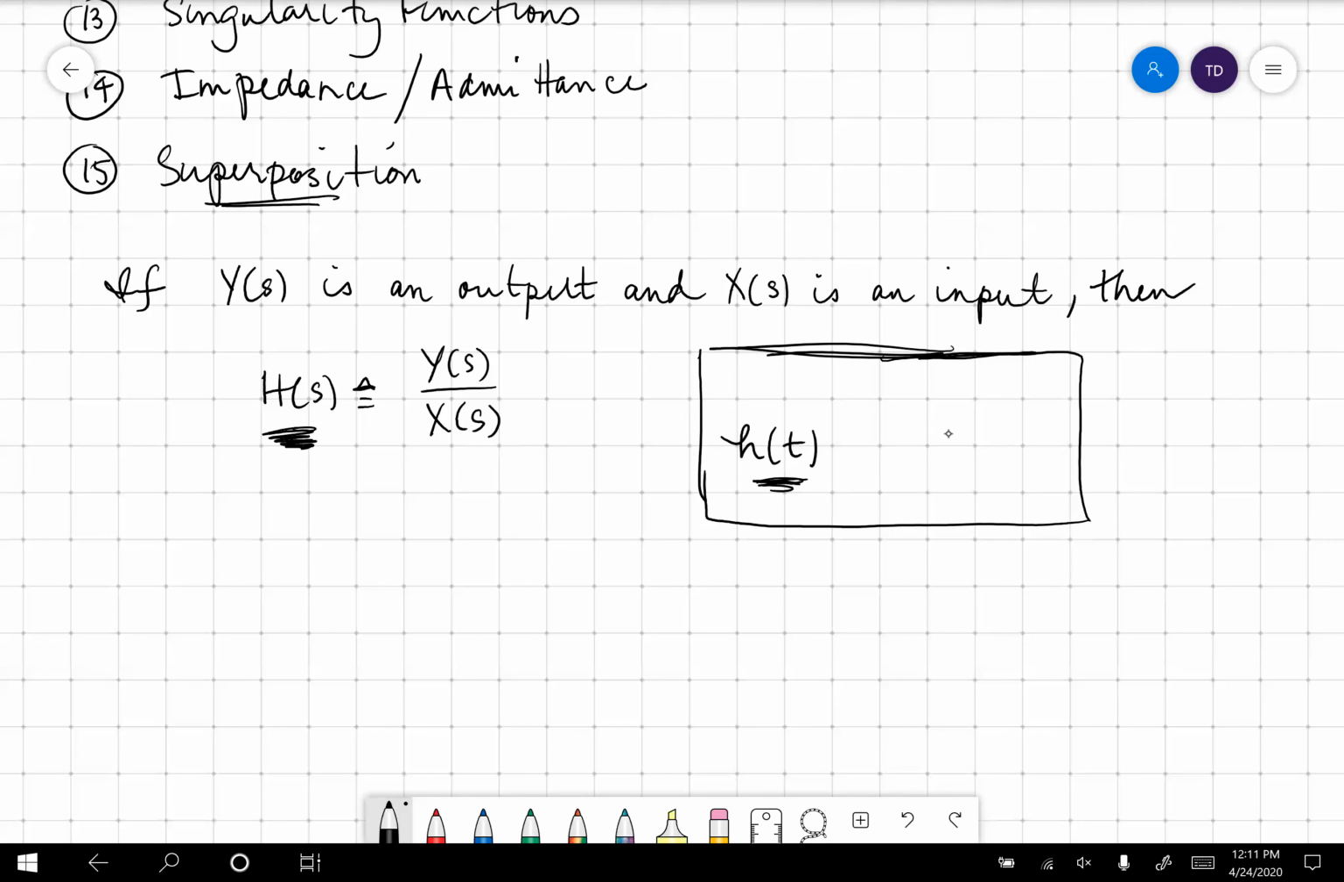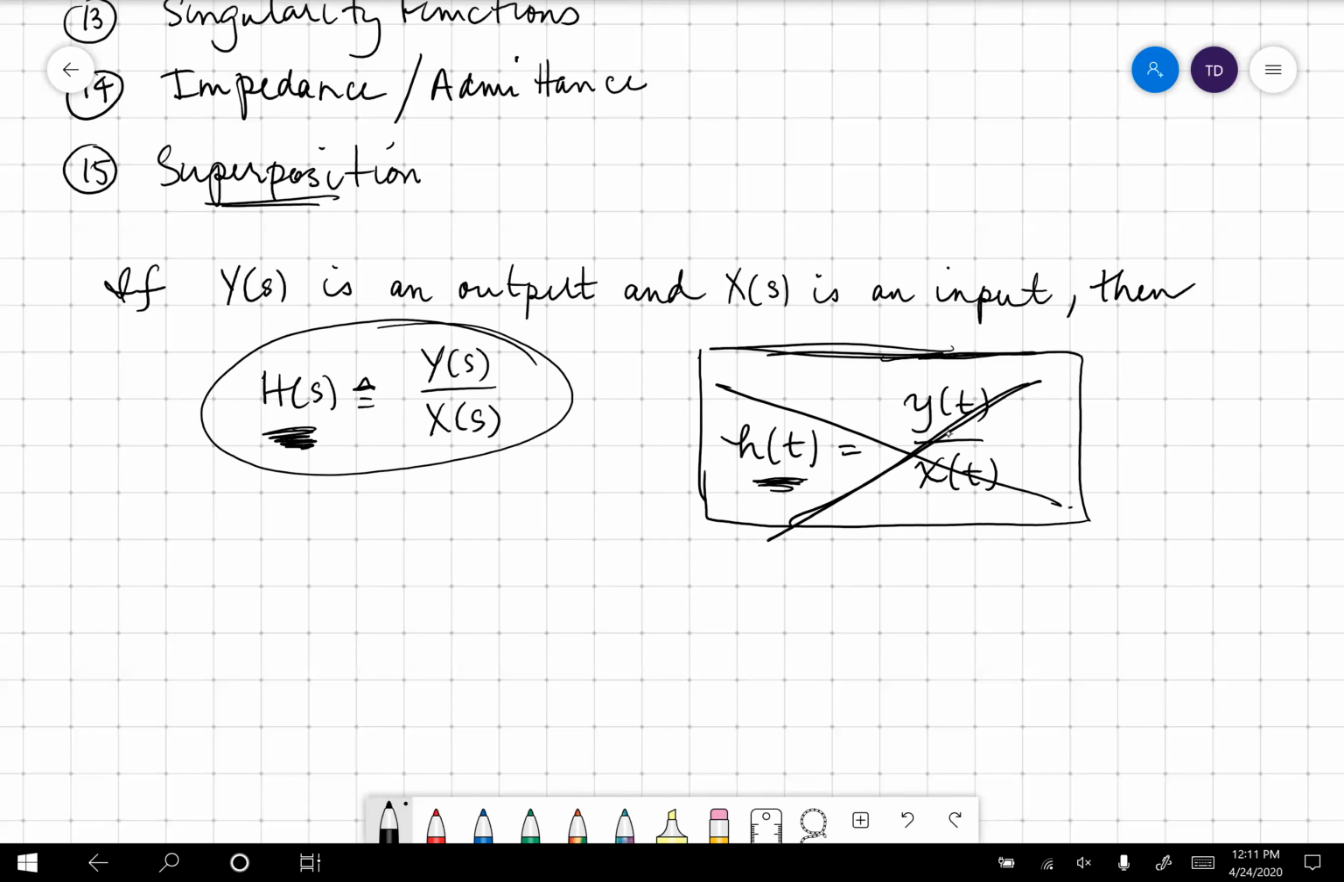So a lot of students write this. They see this, and they want everything in the time domain to be the same as everything in the frequency domain, but it is not. And so they write this. And that couldn't be any more wrong than you can imagine. H(t) is not y(t) over x(t). In fact, we're going to show you what it is today. We're going to show you the relationship between y(t), h(t), and x(t).